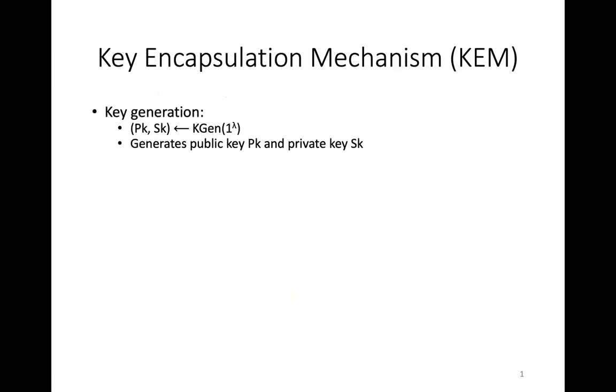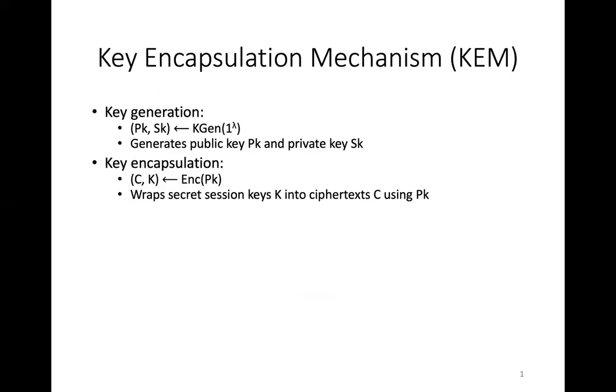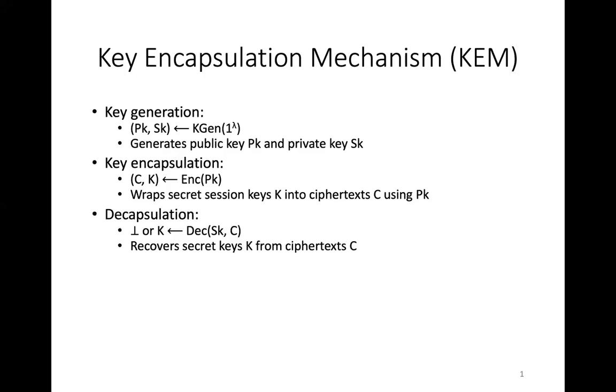Let me first recall key encapsulation mechanism, KEM for short. It consists of three algorithms. The key generation algorithm generates a pair of public key and private key. The key encapsulation algorithm takes as input the public key, and it generates a ciphertext C and a secret session key K. The decapsulation algorithm takes as input the private key SK, and it decapsulates the ciphertext C into a session key K, or it outputs an error symbol.